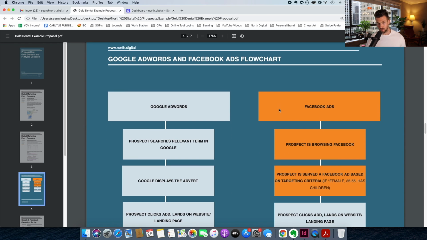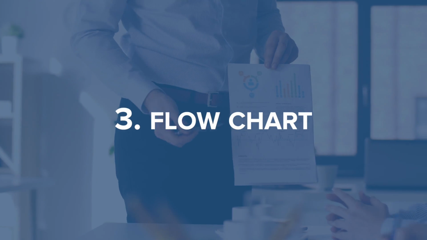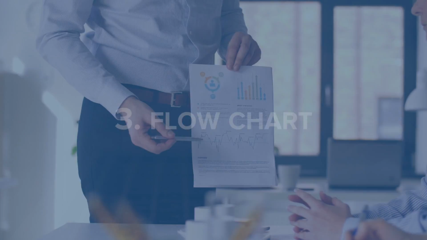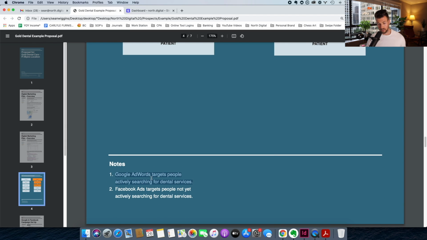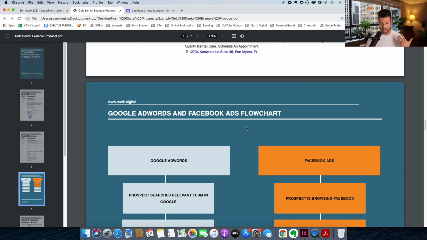So this is a copy paste flowchart that goes in all of my proposals. It's really quite simple. All it's doing is breaking down the difference between Google and Facebook ads. So Google ads, the prospect searches, Google shows the ad, prospect clicks the ad, prospect calls in to become a patient. Facebook, the prospect is browsing Facebook, prospect sees the ad, and then the rest is the same. I note down here, Google AdWords, this should be changed to Google Ads because AdWords is the old terminology, targets people actively searching for dental services, whereas Facebook ads targets people not yet actively searching for dental services. So really this is probably the fundamental difference between the two platforms. And this is a good way to A, have one page that looks a little bit fancy on the report, and B, just really make it clear the difference between Google and Facebook and why they're both important.